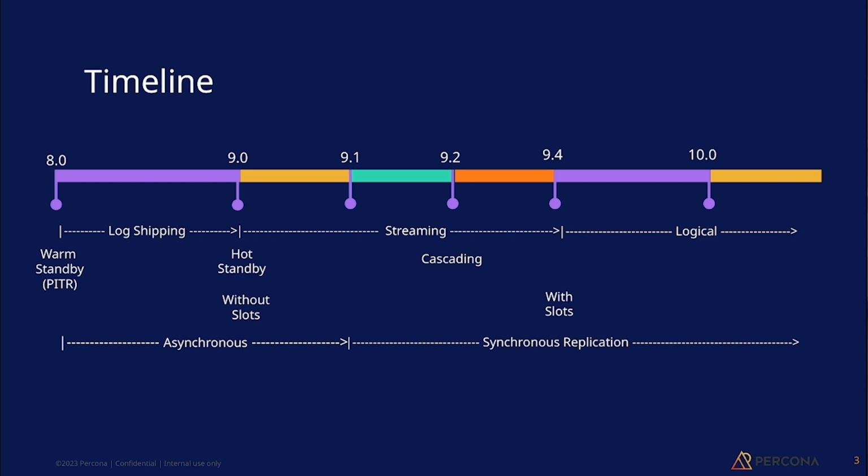Now, right about here at 9.2, we introduced a concept called cascading. So you'll see a nice little picture, and it says PG1, PG2, PG3. A cascading server is the ability to replicate from another standby server. It was a nice little concept, and it has a very practical use case.